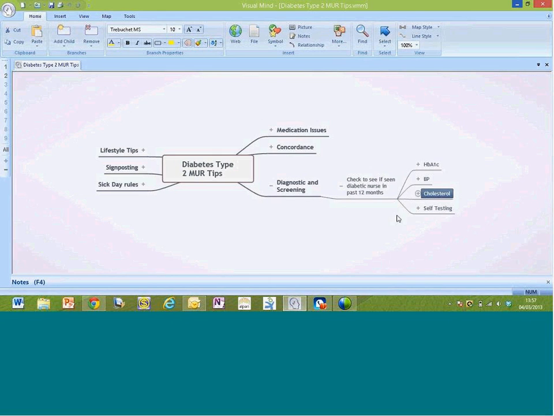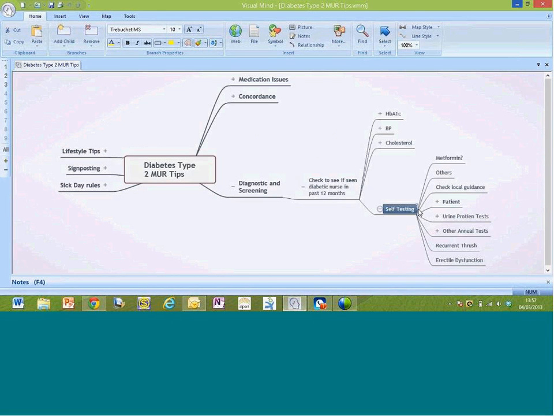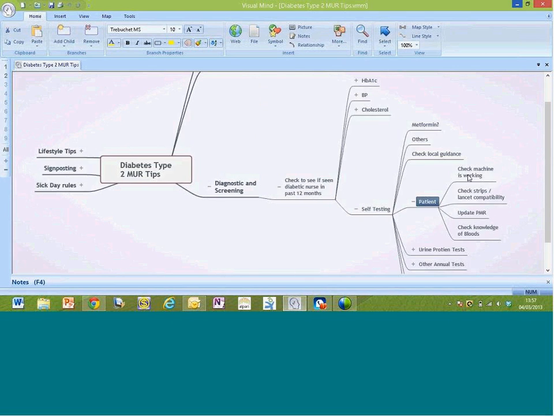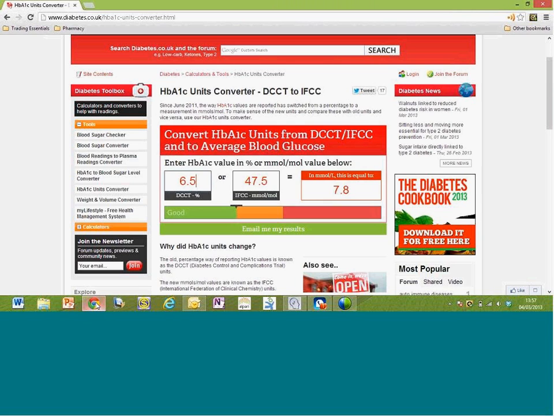And finally, self-testing. Now, I've gone over this in detail before. So if they're self-testing, ideally if they're on metformin, you would want to talk to the patient to make sure the machine is working, to check their strips and compatibility, and also to check their knowledge of bloods as well. So when they're taking the reading, what do they do with it? And again, refer them on to a calculator like this one to make sure they understand the importance of the reading that they've got. This is HbA1c, but there are blood glucose calculators, which is generally what they would use in this sort of self-testing regime as well.